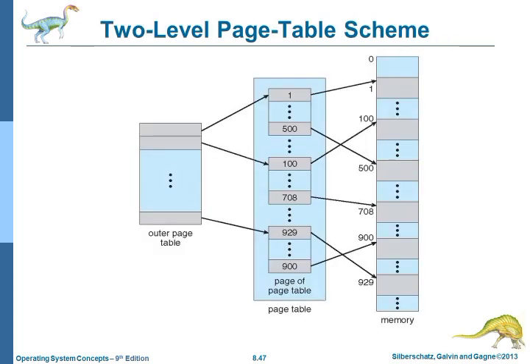This is the 2-level page table scheme. So this is the outer page table, and this is the page table, and this is memory. From the outer page table, it will map to the number in the page table, and from the page table, it will map to the memory.